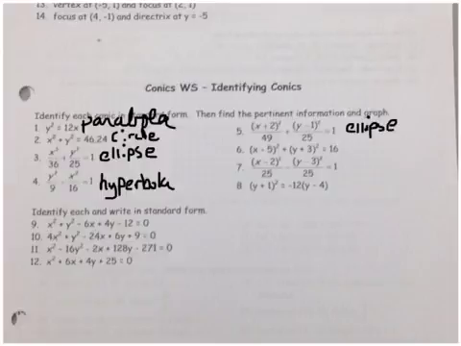What about number 6? Circle. Yes, a circle. No fractions. You got a number on the other side that's not 1, so that's going to be a circle. All right. Number 7. What do y'all think that one is? It's a hyperbola. That subtraction sign, the 1, the fraction, all that says it's a hyperbola.